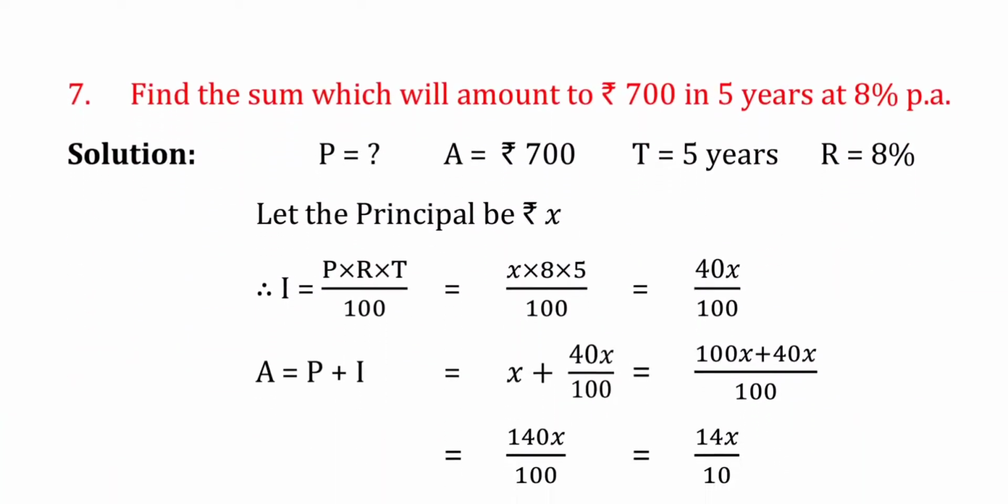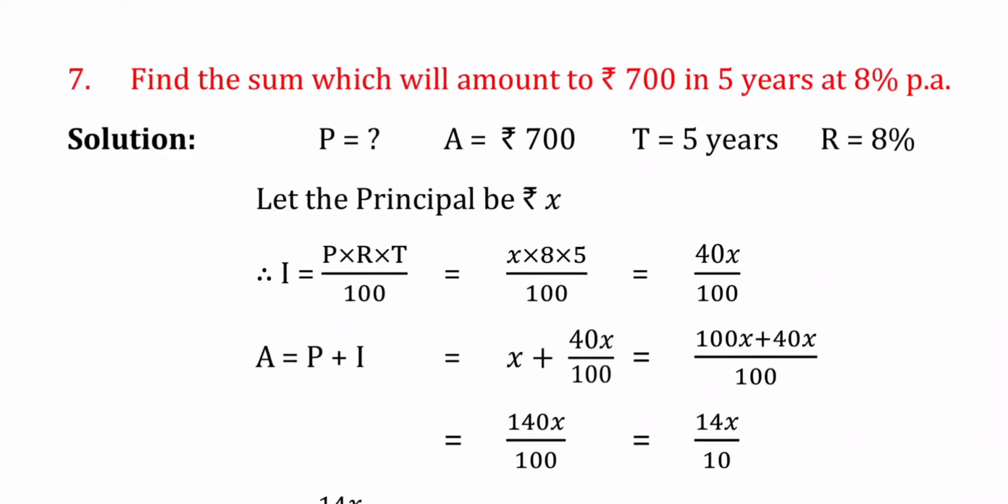Next is question number 7. Find the sum which will amount to rupees 700 in 5 years at 8% per annum. So you have to find the sum. So we assume principal to be question mark, which will amount to rupees 700, means the amount is equal to rupees 700 in time 5 years and rate 8%. So here you have to find the principal, amount is given, time is given and rate is given.